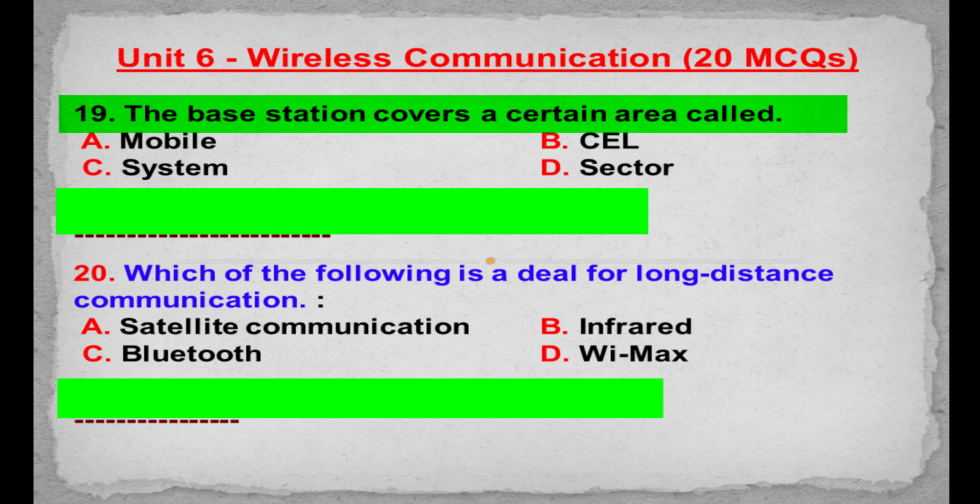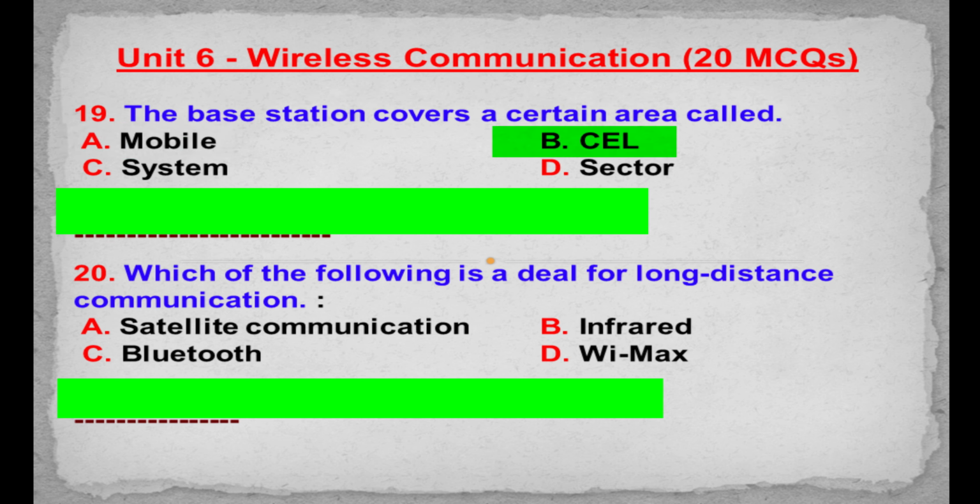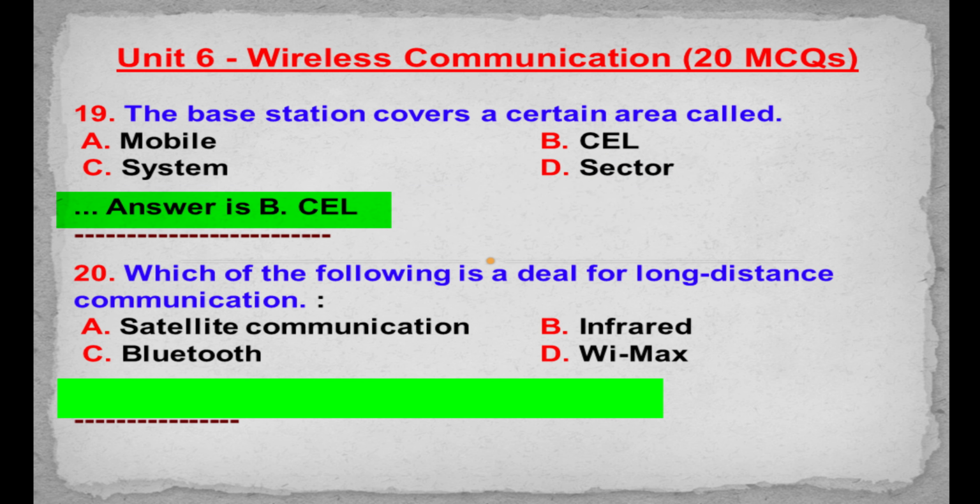MCQs number 19. The base station covers a certain area called Option A, mobile. Option B, cell. Option C, system. Option D, sector. Correct answer is option B, cell.